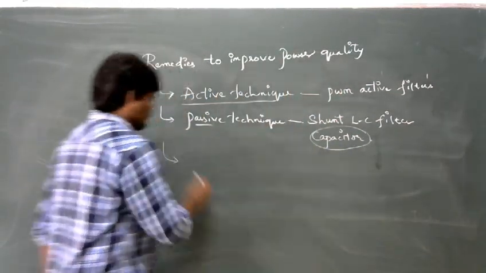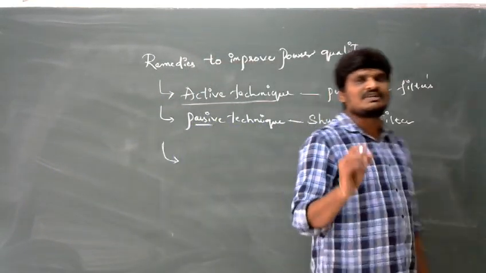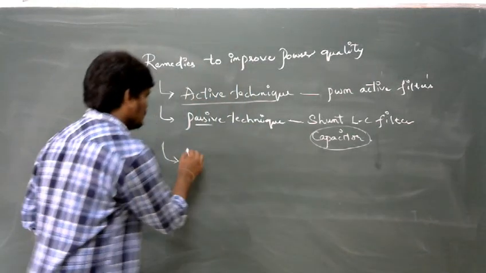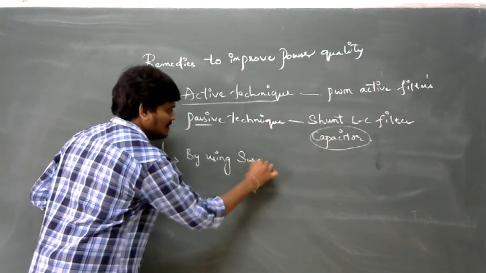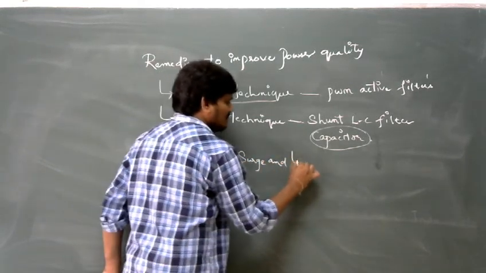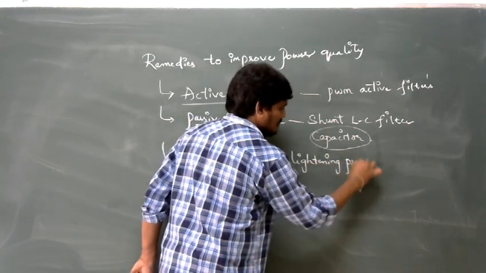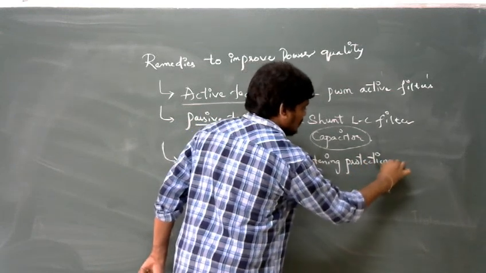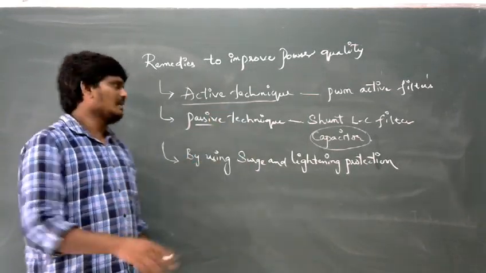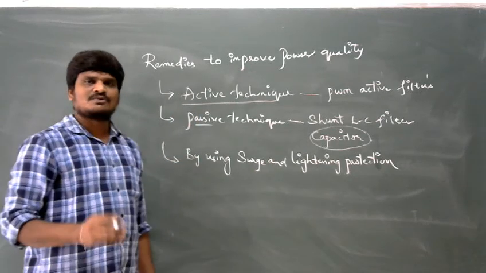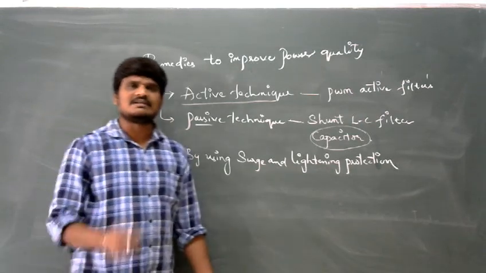In that, the next point is nothing but what? By using surge and lightning protection in a system, I can improve the power quality. So the first method is that by using one of the compensation techniques, I can reduce the power quality problems in order to improve the power quality. And what is the next technique? By using the surge and lightning protection.